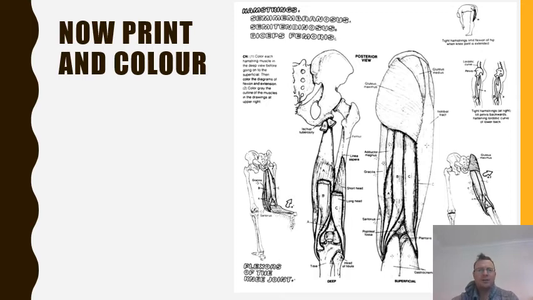So your task here is to now print these off and colour them in. This could be a job you do at home later. But really what I'm looking for is that you're going to answer some questions on this in a while as well. So if I run through it very quickly, you've got a muscle called semimembranosus.